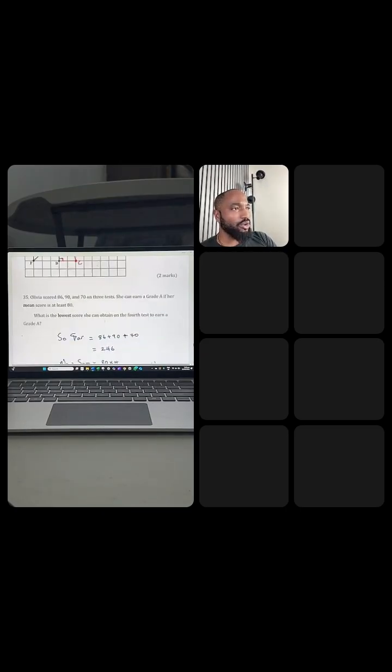When I put 74 here, do I have to put greater than? Let me just see what the statement is. If it's "at least," it could be more than or equal to. What is the lowest score? She can earn a grade A if her mean score is at least 80, so it could be that score. That's important: at least means it could be that or above.